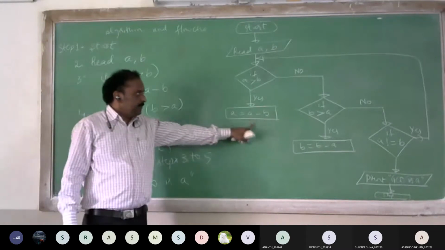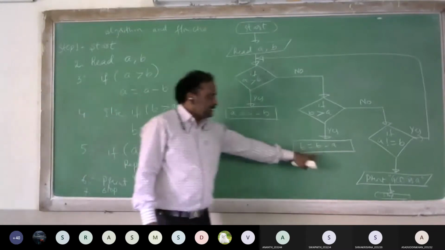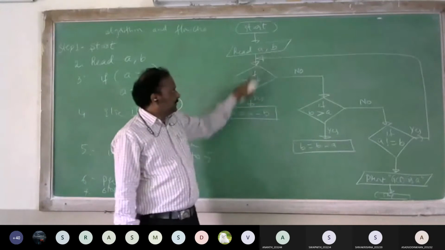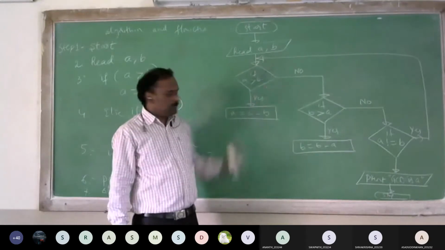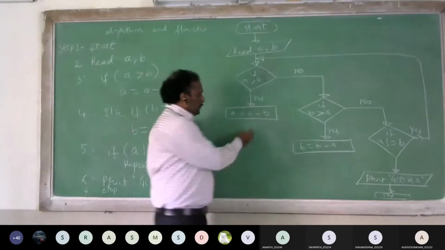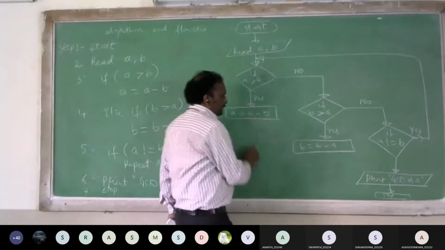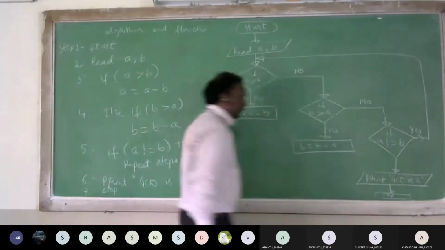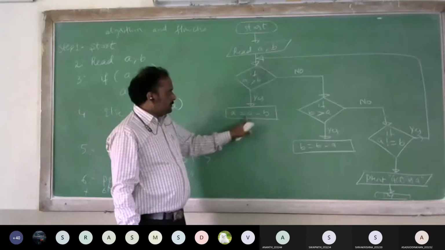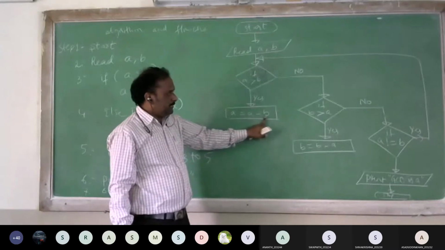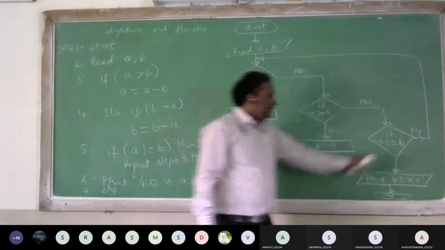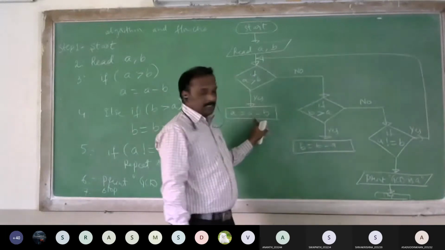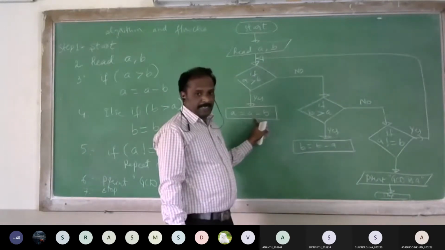Now we can't leave this here like this, because if you come here, it should go somewhere. Now what I will do is, I will connect this symbol to here, because A is equal to A minus B. Then I will test whether A not equal to B. If it is not equal, again it will come. Getting everybody?